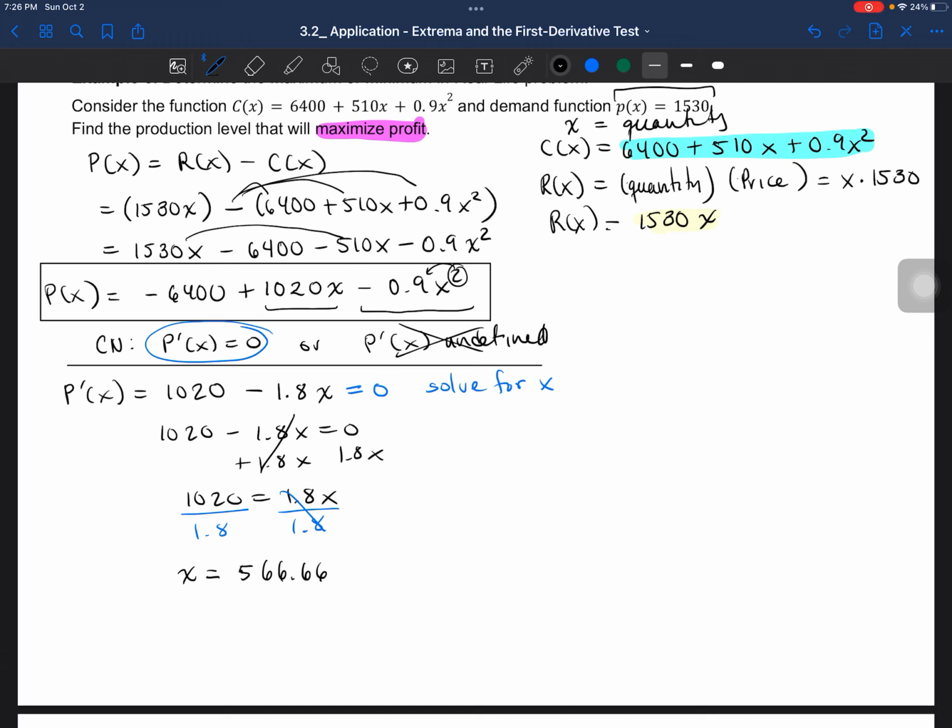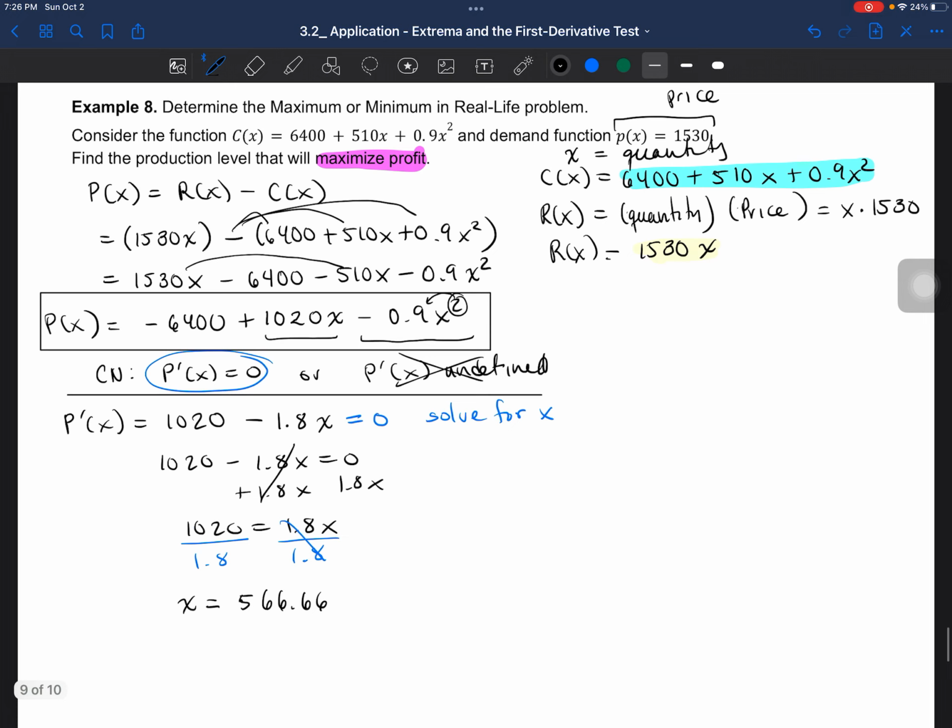Now we're not sure whether this is going to be a maximum profit. It could give us a minimum profit. We could quickly argue, because we already know this is a polynomial with a negative leading coefficient, that it's gonna look down, so it's gonna go like this. But we're gonna actually be able to also show it by making a quick number line. Right, so we're gonna do 566.66, and we're gonna test a few numbers on the left side and on the right side.